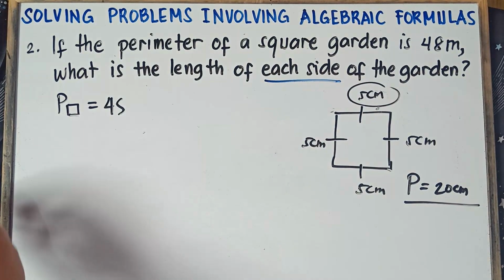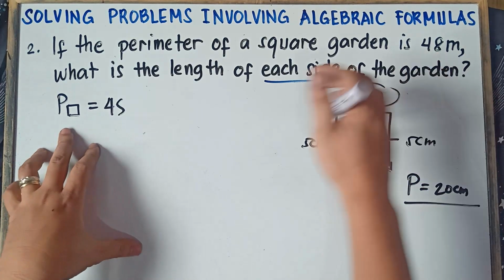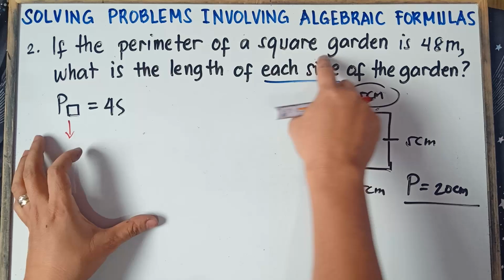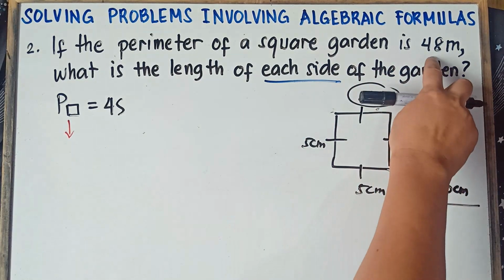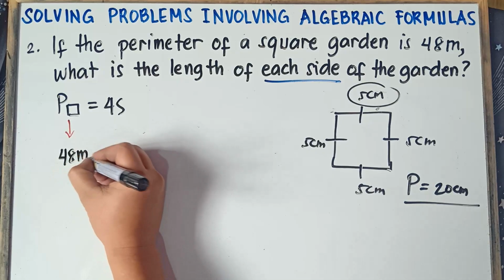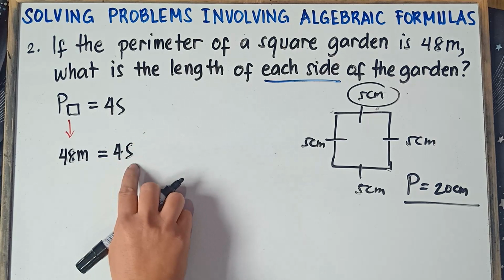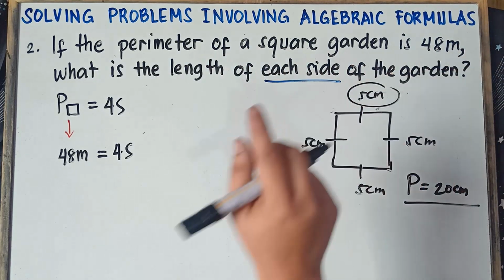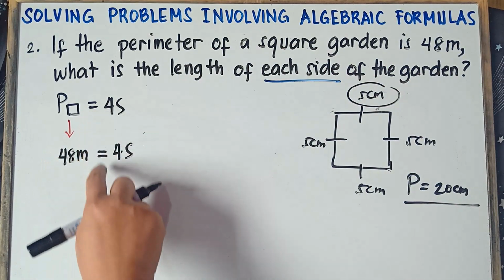So the thing that we need to do, class, is simply substitute the value of the perimeter, that would be 48. So substitute 48 in this perimeter. Once again, the perimeter of a square garden is 48 meters. Therefore, we substitute the value of 48 in this particular perimeter. So this will be 48 meters equals 4s. Once again, we are told to find the side. Sir, where did you get this 48? That would be the perimeter of a square garden. Simply substitute the value of the perimeter, that would be 48, equals 4s.